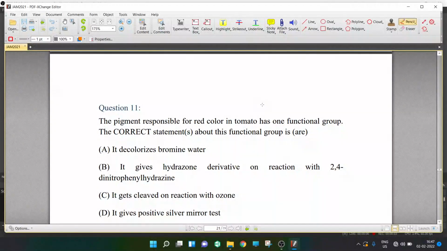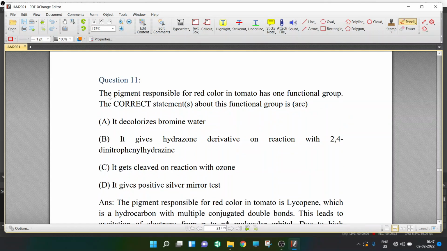Hello everyone. So we are going to do the next set of questions from the Jan 2021 organic questions, right? Jan 2021 question paper. So the question is, the pigment responsible for red color in tomato has one functional group. The correct sentence about the functional group is, see, it very clearly says it has just one functional group.